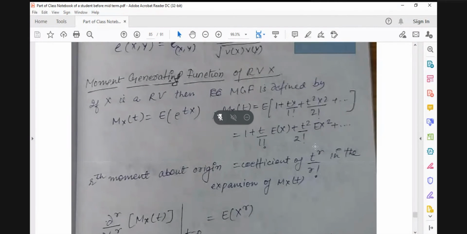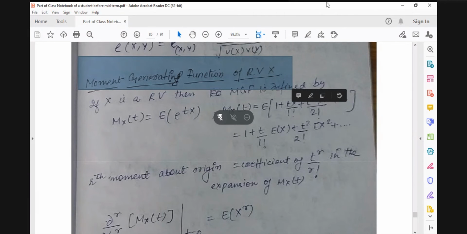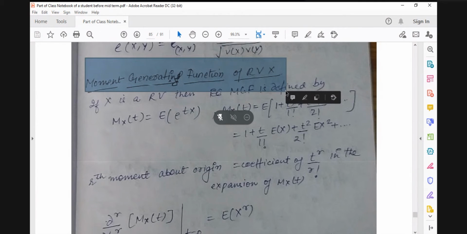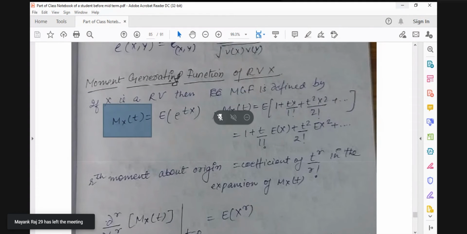So then we have the moment generating function. Moment generating function is also one of the statistics like mean, variance, and covariance. In this moment generating function, what we have is a function which can generate all the moments of a random variable x. So first we see the definition of this moment generating function. Moment generating function is denoted by M_X(t).